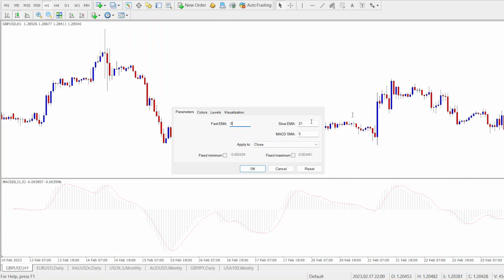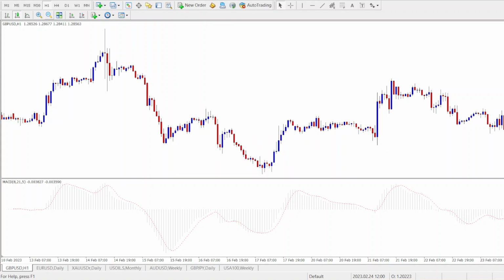By shortening this slightly, we can avoid lag, which helps us catch trends sooner. Then as for the MACD SMA, we set it to 5. A faster signal line allows quicker responses to changes in the MACD line, giving us earlier entry and exit signals. Now these settings will make the MACD indicator more sensitive, which is ideal for 1 hour charts where trends don't last as long as they might on daily charts.